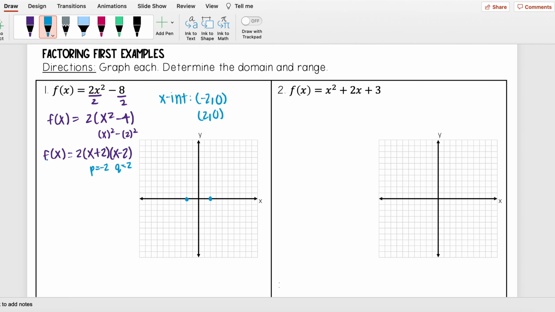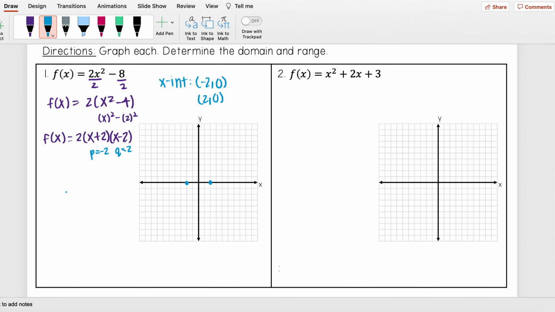And so now I just need to find my vertex. So I'm going to find my axis of symmetry first, and I know that's going to be p plus q over 2. And so I have negative 2 plus 2 over 2. Well, when I add negative 2 and 2, I get 0, and so that means that x here is going to be 0. And then to find my y, I have 2 times 0 squared minus 8. Well, this whole thing just comes out to be 0, so I get negative 8. So that means that my vertex here is at 0, comma, negative 8.